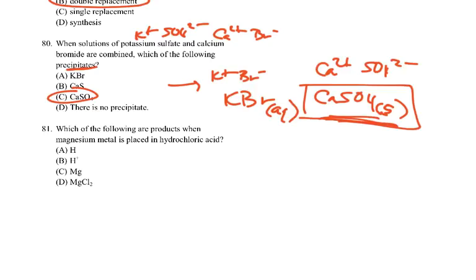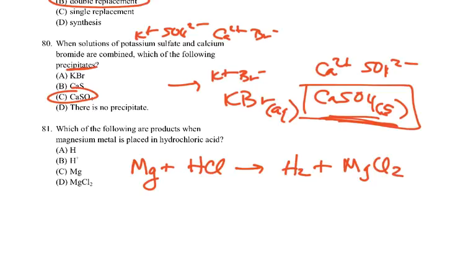81. Which of the following are products when magnesium metal is placed in hydrochloric acid? Okay, well here we have an element and we have a compound. Okay, and this is just like our lab with the zinc. And so we're going to do single replacement. So the magnesium replaces the hydrogen, so we get hydrogen gas, and we get magnesium chloride. And we'd have to double that. So we're looking for H2, we're looking for MgCl2. Okay, the only good answer there is D.